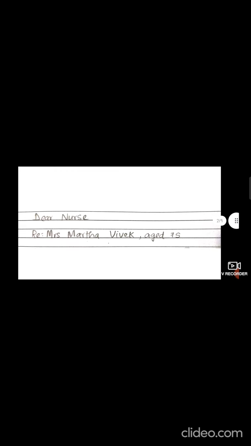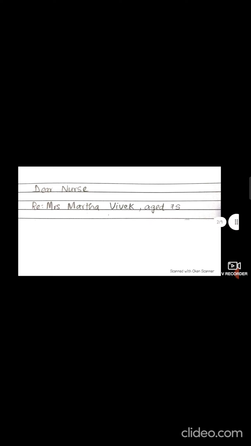The next one is the salutation, Dear Nurse, because there is no name given. If a name is given, you can write Dear, and Miss or Mrs, but you have to write the surname. Then below, regarding Mrs. Martha Vivek, this is the patient name, comma, aged 75.